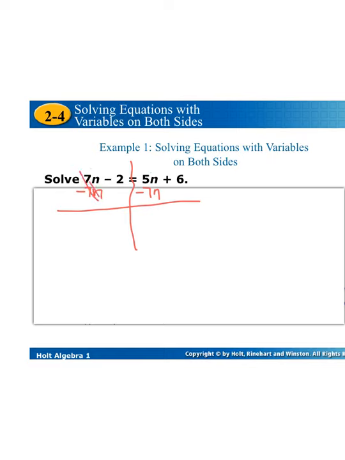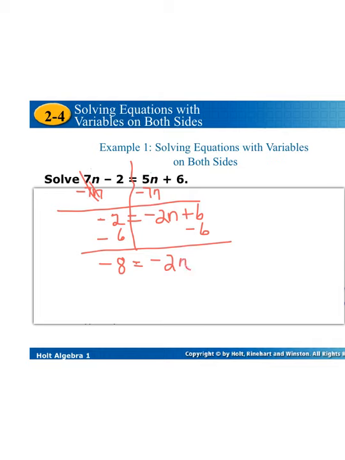We picked subtracting that 7n because it's the inverse operation. It will go away. Gives me minus 2 equals, now here's where I have to watch my signs. 5n minus 7n, that's negative 2n plus 6. And I can solve from here. My next step would be subtracting 6 from both sides. But as I do this, I start to get worried about the signs. Let's see, negative 2 minus 6. I know that's negative 8 equals negative 2n.